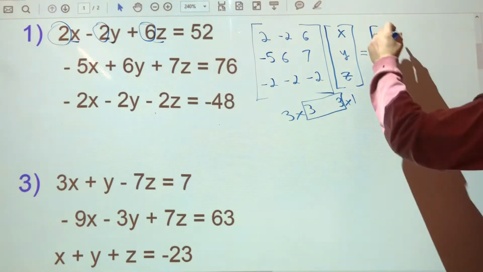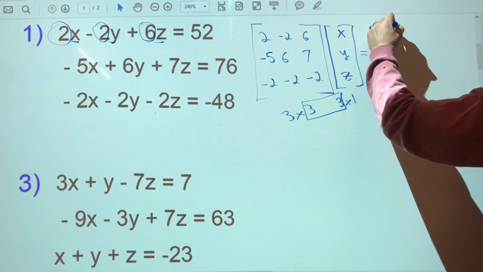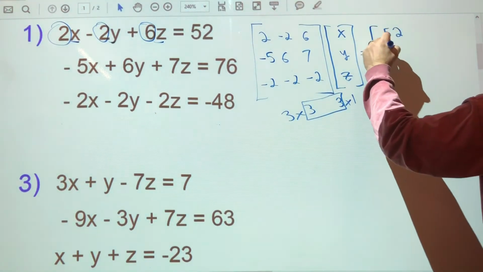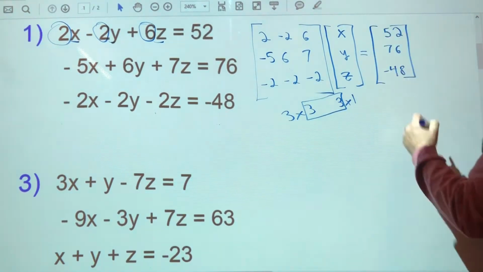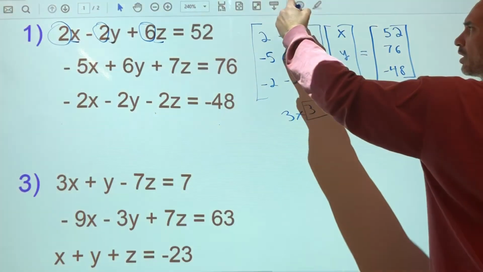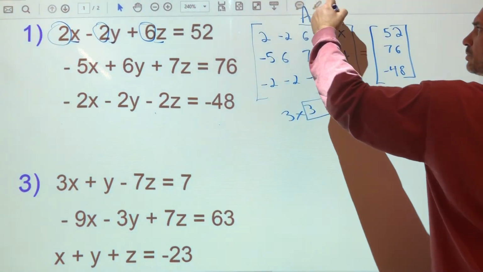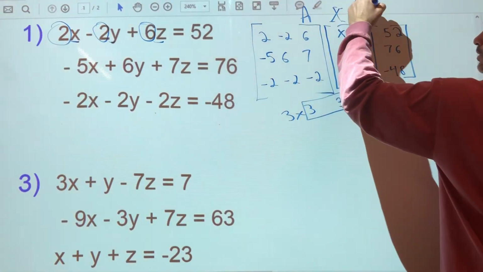And that's going to be equal to the constant matrix. This is 52, 76, negative 48. We're going to call this matrix A, we're going to call this matrix X, we'll call this matrix B.